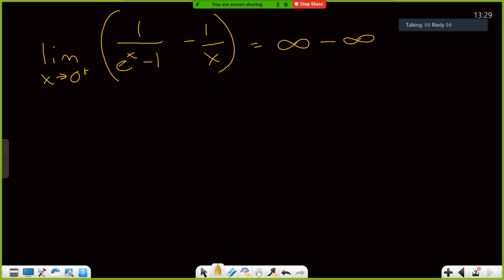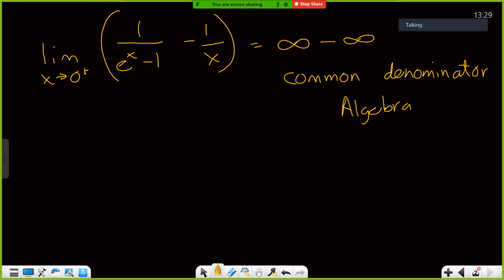It could be indeterminate. The only thing you're going to do with this is find a common denominator, do some algebra. I'll do it quickly so you can see it, but I'm not going to spend a lot of time on it, because you should be able to handle this algebra.